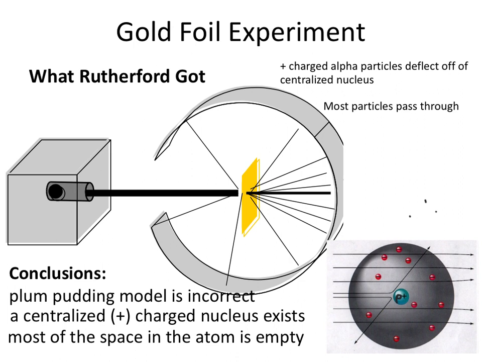His conclusions were obviously that the plum pudding model is incorrect, and that there's a centralized positively charged nucleus. So instead of having a positively charged matrix, what Rutherford established is that there is a positively charged area in the atom that is subsequently surrounded by the negatively charged electrons. The presence of a positively charged nucleus, subsequently attributed to the subatomic particles protons, was discovered by Rutherford.